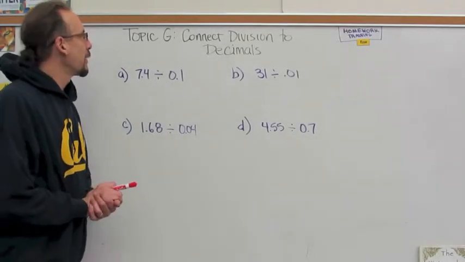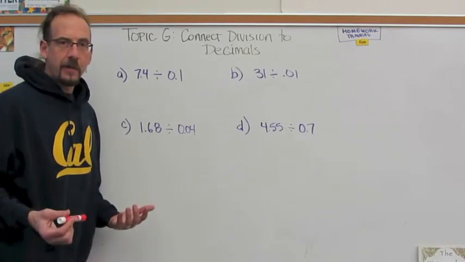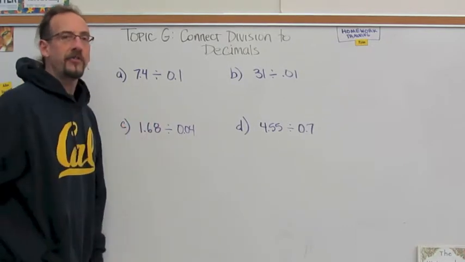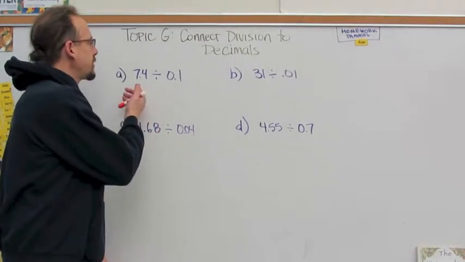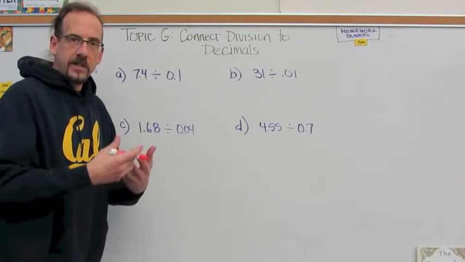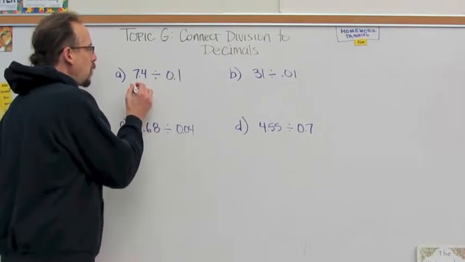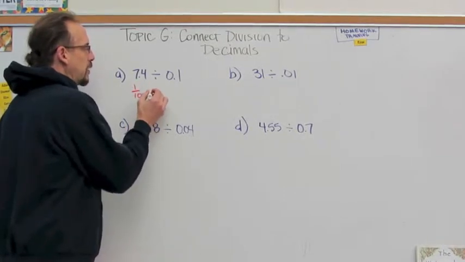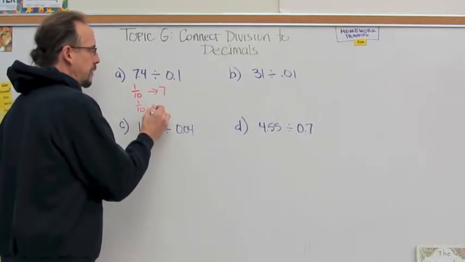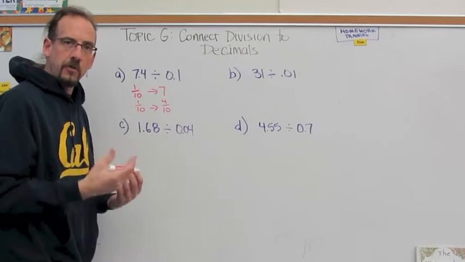Okay, hi. Now we're going to do topic G, which is connecting division to decimals. We're still going to be thinking about fractions, and everything we learned in the prior topics, only applying it now to decimals. So when we see 7 4/10 divided by 1/10, we're going to start thinking about what that means and decomposing the numbers. What I want to think of is this: how many 1/10 are in 7, and how many 1/10 are in 4/10? I'm going to decompose this and start doing the thinking.